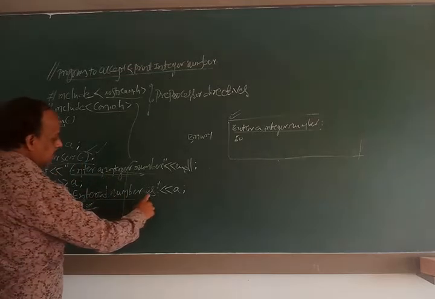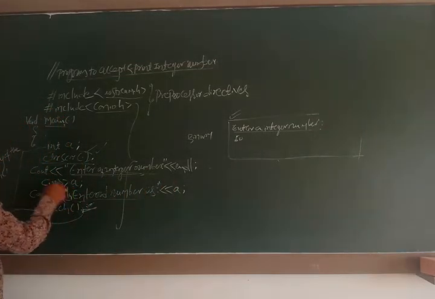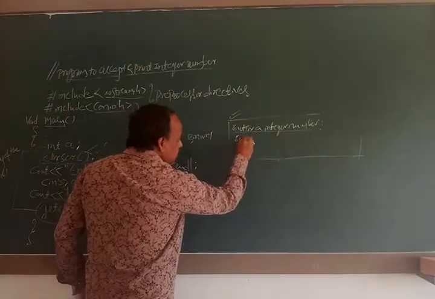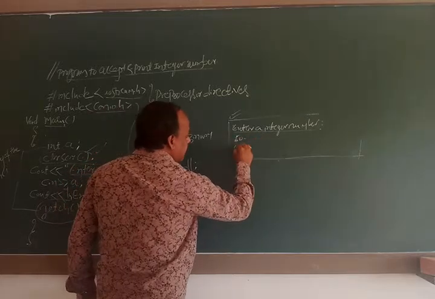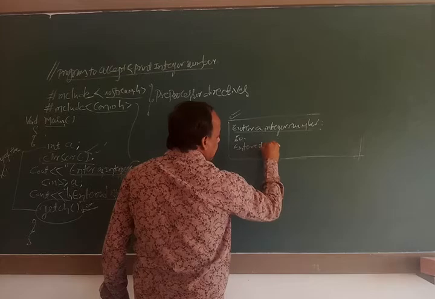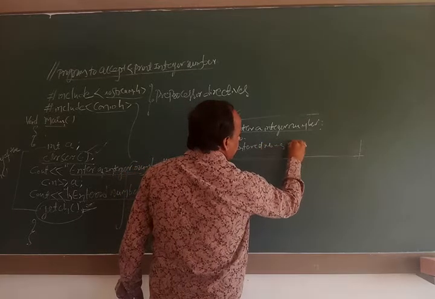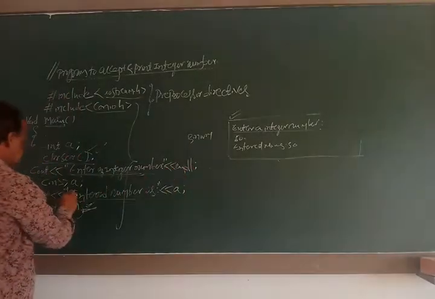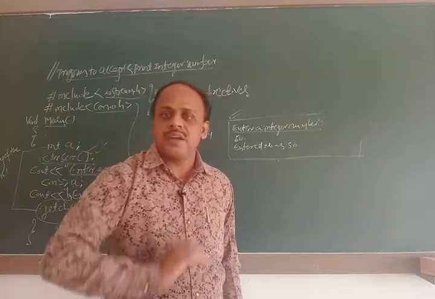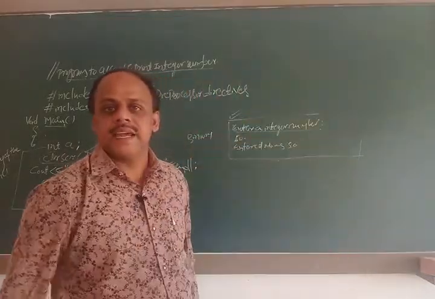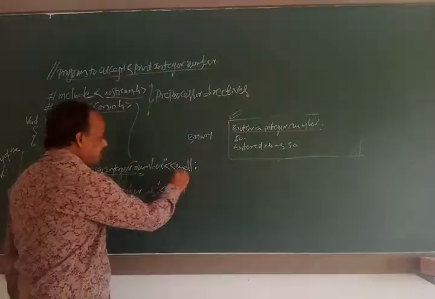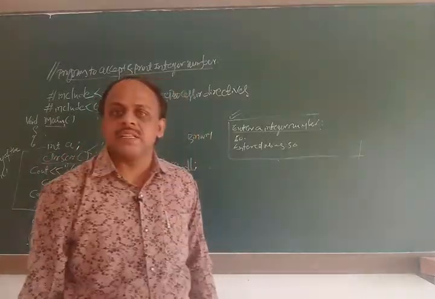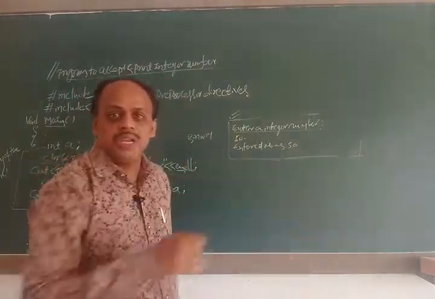Previously it was entered number is 50, but now I added \n. This \n moves the present cursor to the next line. So therefore the next line is not printed here, it is printed again here: Entered number is 50, like this. So this endl as well as \n both are used to move the cursor to the next line, right? Both endl or \n are performing the same operation, that is they are used to move the cursor to the next line.